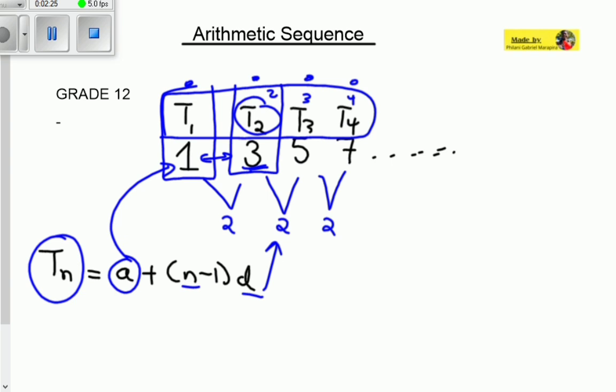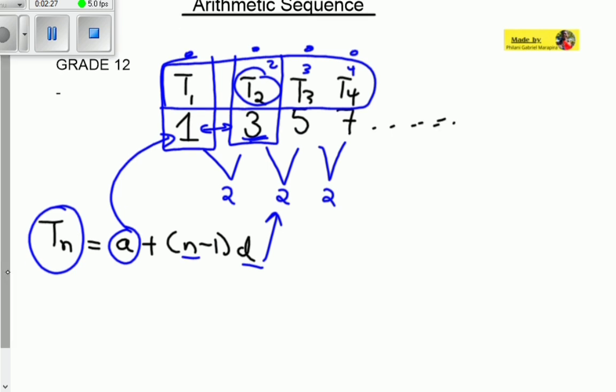So if we were to write out the general formula for this arithmetic sequence, we're going to say that Tn is equal to a, which is representing your first term, which is 1, and then n is actually telling you the term position. Where do we find 1? We will find 1 at term 1. So we're just going to say 1 minus 1 multiplied by d.